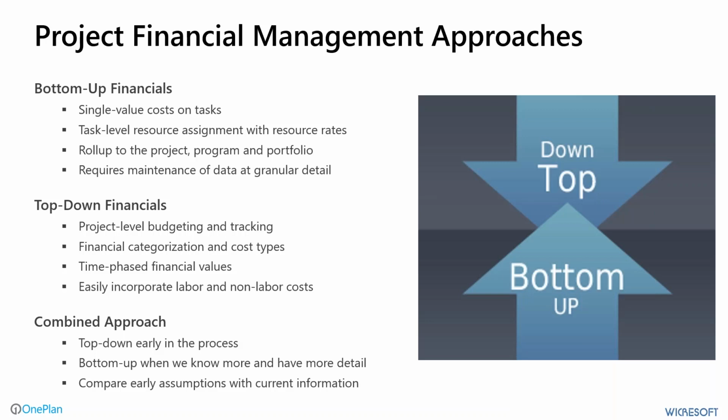The top-down financial process is really where you do things more from a project level or a program level, and you do the budgeting and tracking at that level, and you use more detailed financial categories of the cost types that you might have in there, categories of labor and materials and software and travel, and then cost types that you might have, like things like budgets and revised forecasts and actuals that you track along the way. And this type of approach gives us the latitude to do more time phase financial values of what we intend to spend over time, or even what the benefits or the revenue we might be looking to expect over time. It's easy to incorporate labor and non-labor costs in this type of model.